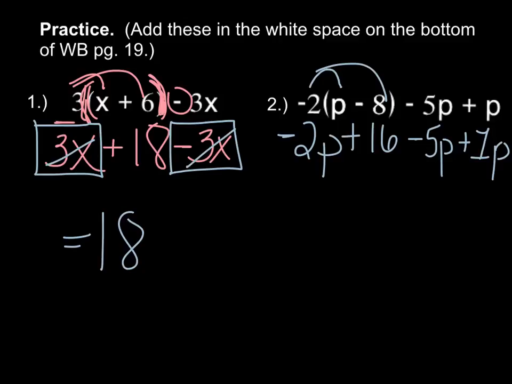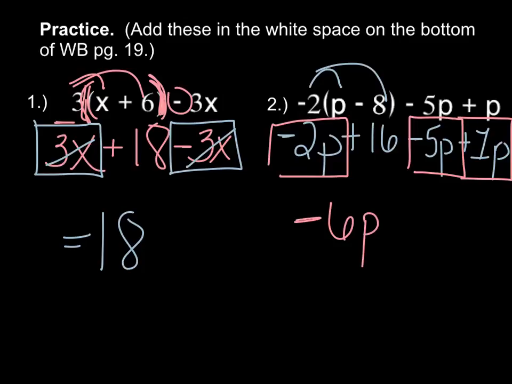And then I'm going to check for my like terms. -2p, -5p, and +1p. When I put those together, I'm going to get -6p, and then I'm just going to bring down +16 because there's nothing like +16.